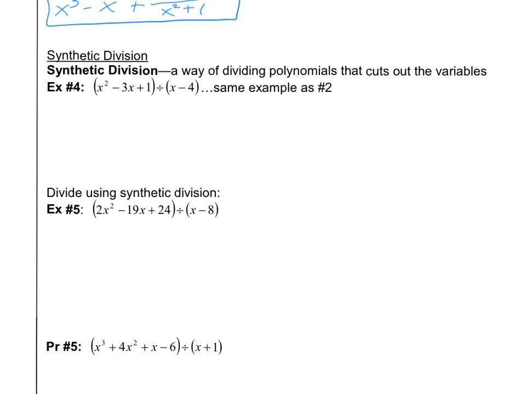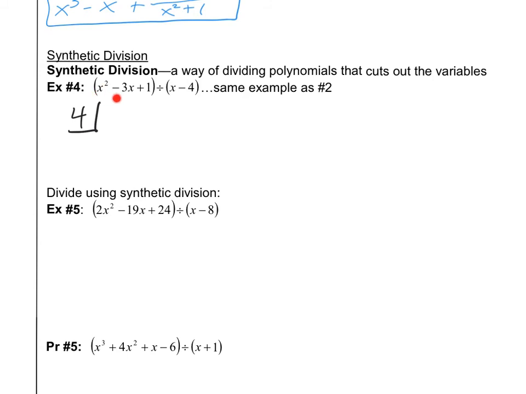First thing we need is we need to know the 0 of what we are dividing by. What I mean by that is, when would this equal 0? And that's pretty easy. It's just the opposite of whatever number this is, right? Wouldn't this whole thing equal 0 if this was positive 4? Because 4 minus 4 equals 0. So we found the 0 of this, and we're just going to put that number in the top left corner like that.